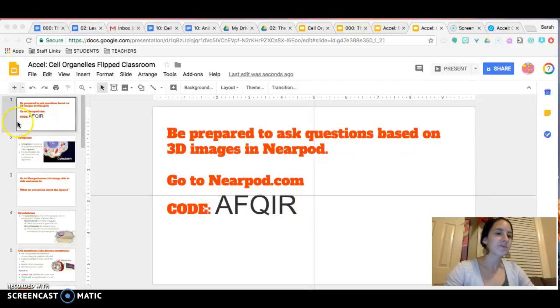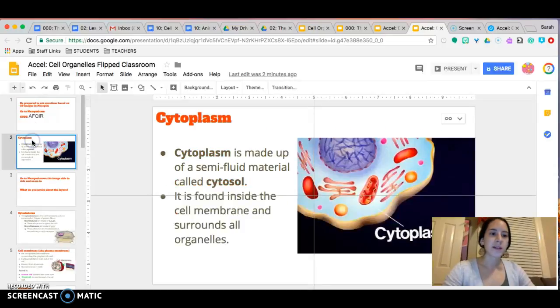So, cytoplasm. Cytoplasm is extremely simple. Don't think too hard on it. It is this semi-fluid material called cytosol, and it's found inside the cell membrane, and then it surrounds all the organelles. So probably the best way to explain it, if there is an explanation to be made, is think of a swimming pool and the water and all the pool noodles and other things are floating in it. The water, that's the cytoplasm.